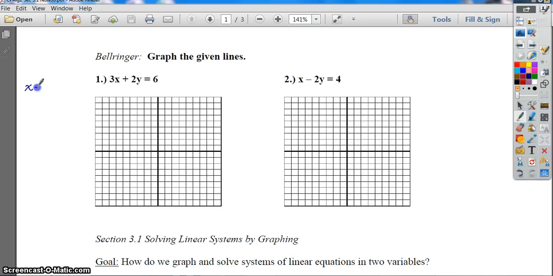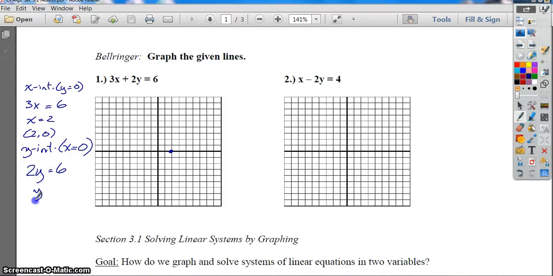So what that means is that when I solve for my x-intercept, y is equal to 0. If I put 0 in for y, I have 3x equals 6, so x is 2. So there's my first point, (2, 0). Next intercept I'm going to find is the y-intercept, which now means x is 0. So that would be 2y equals 6, so y is 3.